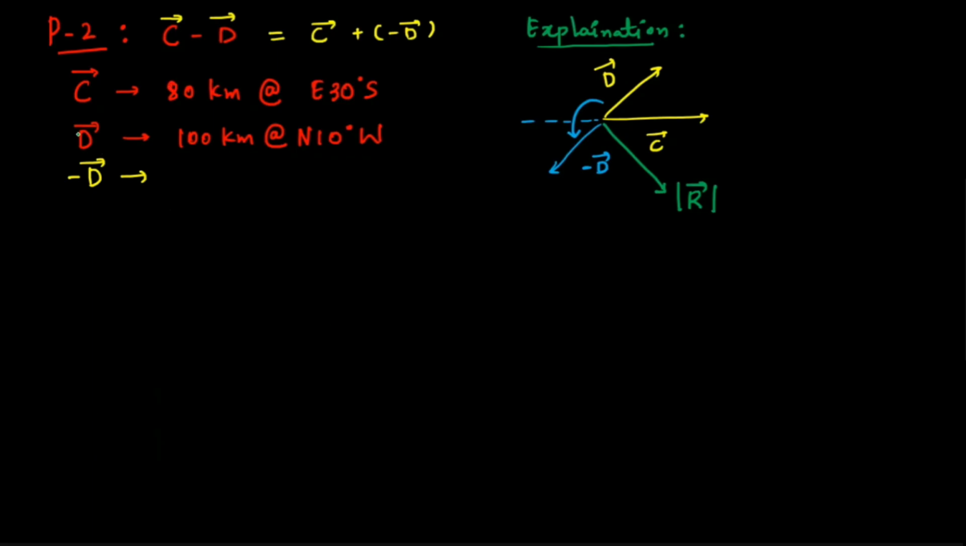So when we are writing this d, we need to write what minus d is. Minus d is going to be 100 kilometers at, it is given north 10 degrees of west. So it would automatically become south 10 degrees of east when we change the direction. As you can see here, the d is completely reversed. So when it is reversed, the direction is completely changed. So this north 10 degrees of west will change to south 10 degrees of east.